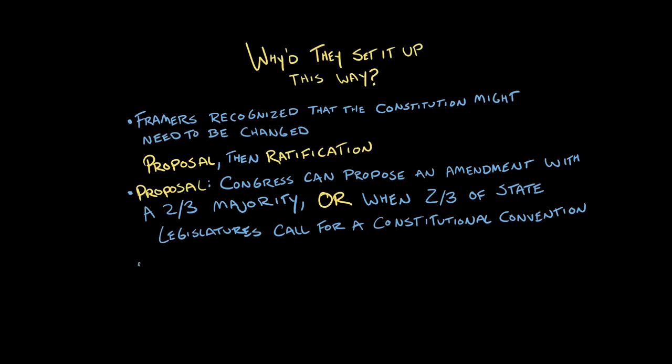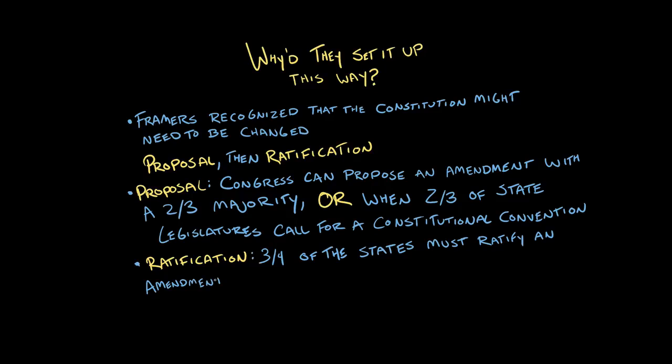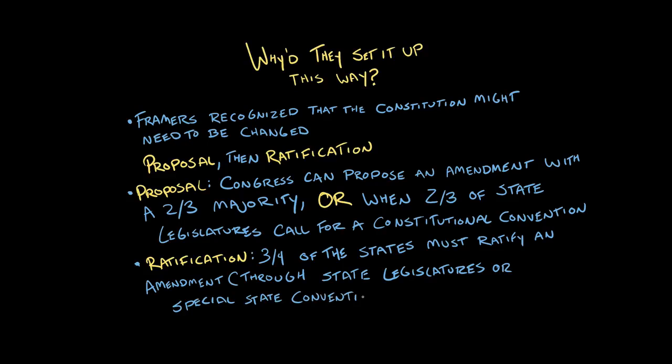There's also the ratification side, which is a little bit simpler. You need three-quarters of the states to ratify a constitutional amendment. And they can ratify it either through the actions of the state legislatures or the actions of state conventions, which are special bodies which would be elected in order to decide one question, whether or not to ratify that proposed constitutional amendment.